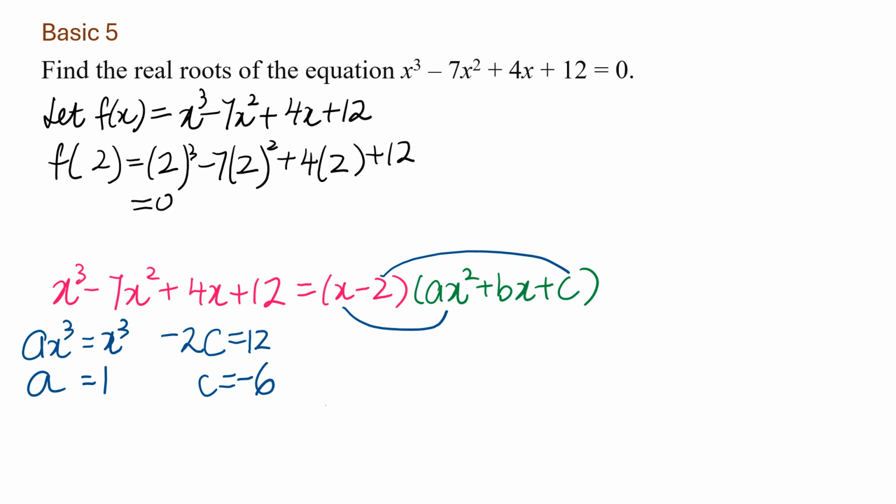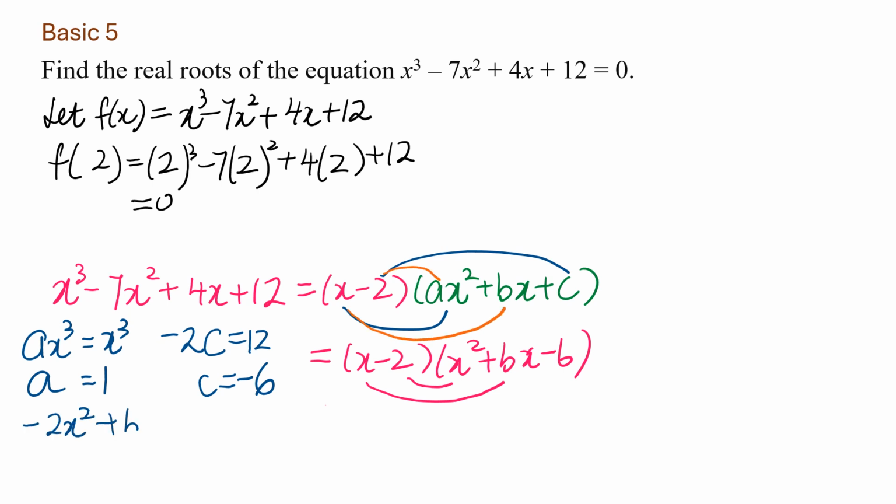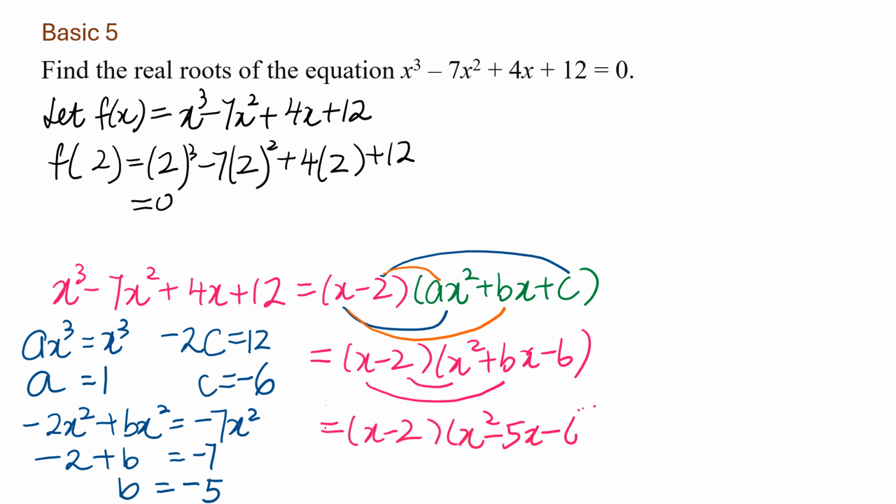Then finally let's go on to find the value of b. We can compare the x squared term or the x term. Here I would be comparing the x squared term. From there you get b equals negative 5. With all this information, we can just plug it back into your cubic equation, and we can factorize this quadratic polynomial further into two linear factors.